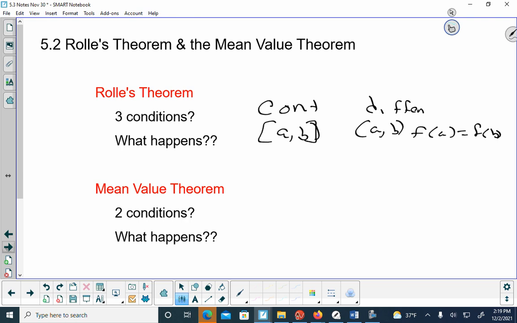In other words, if you cannot find the derivative at the endpoints, that's okay. Then what happens if you meet these 3 things? What does Rolle's theorem tell you? What can work?